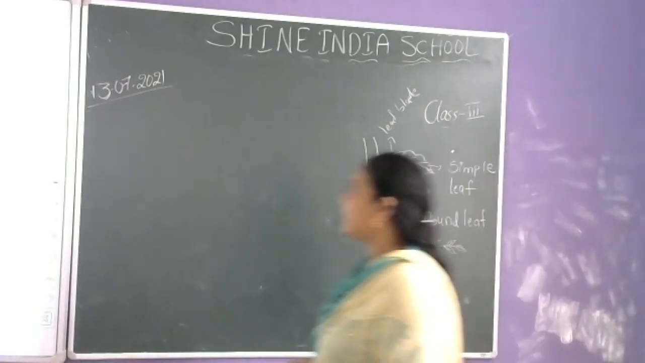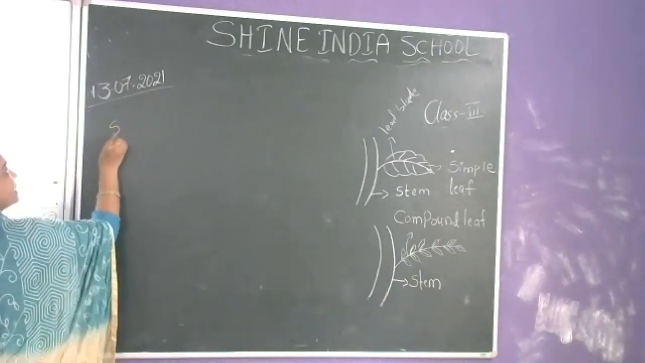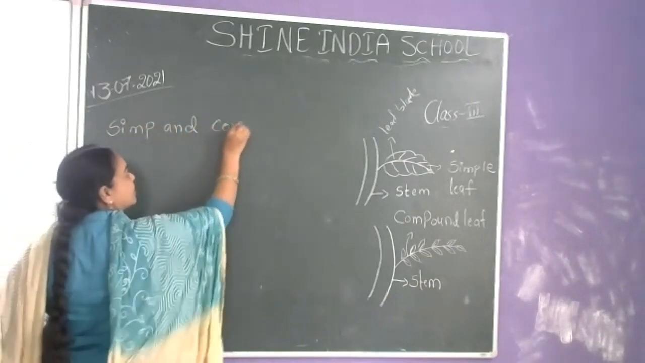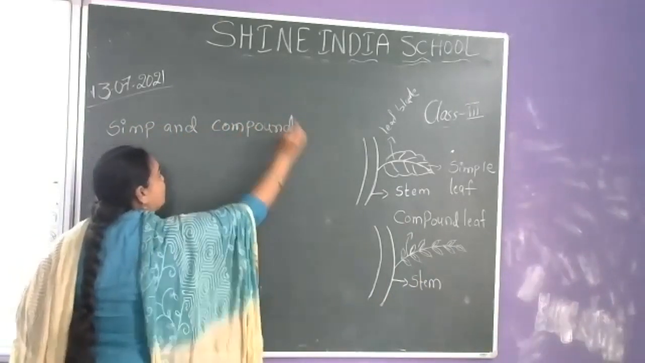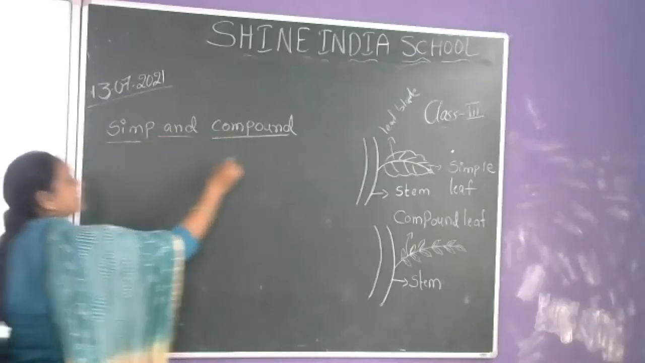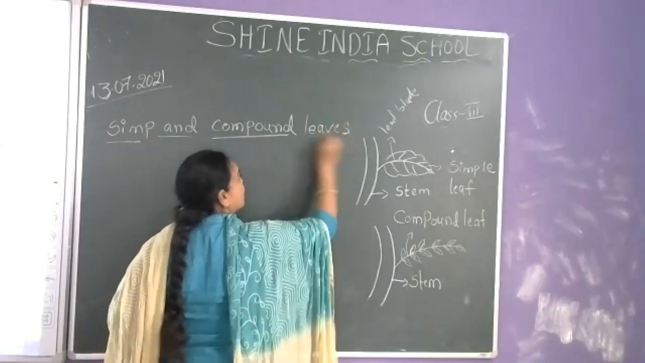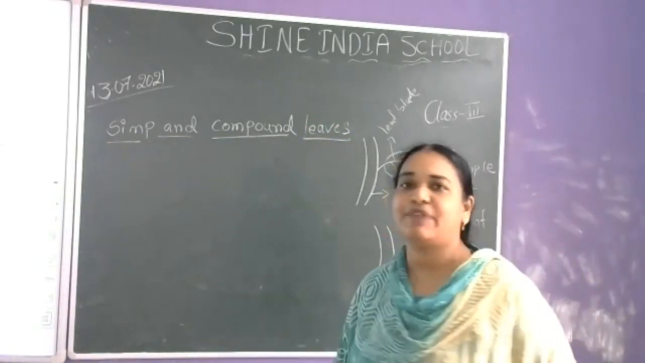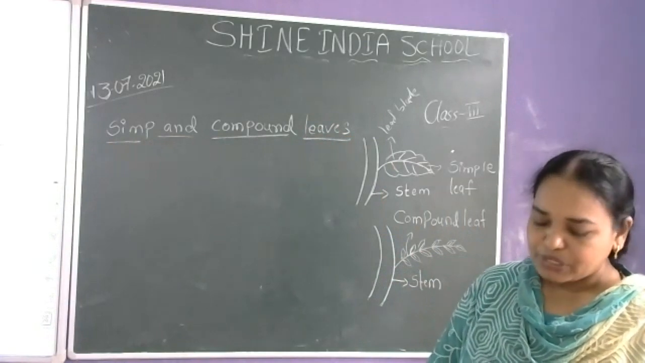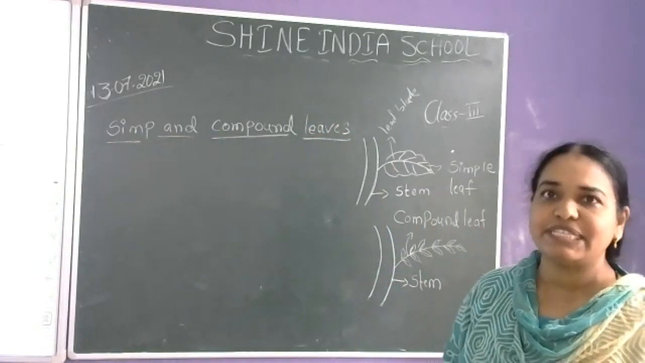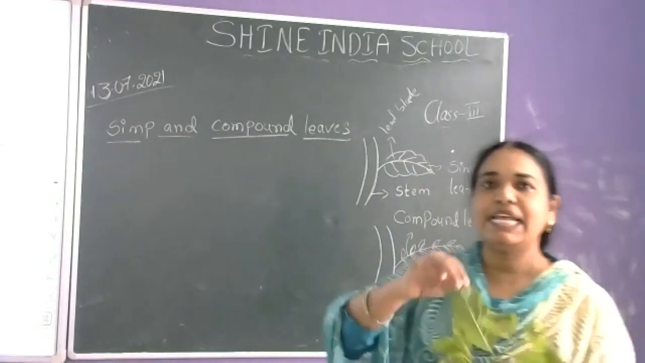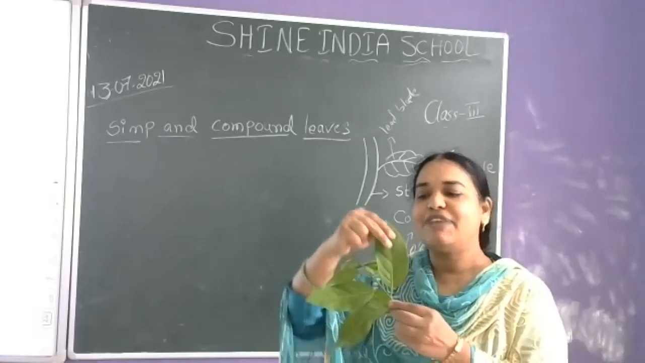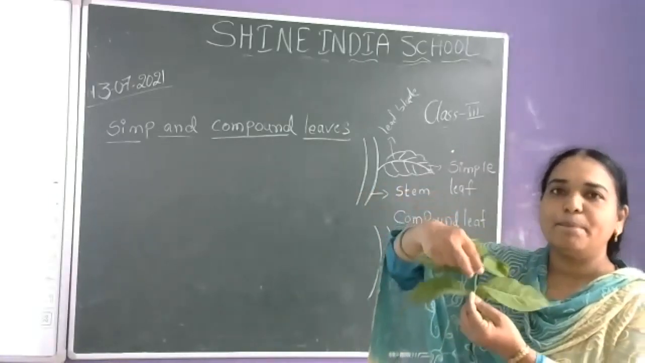So one of the differences here is the simple and compound leaves. What are those? So what is a simple leaf and what is a compound leaf? Now we are going to discuss the differences between the simple and the compound leaves. So what is a simple leaf? The simple leaf is nothing but a leaf having only a single leaf blade, directly attached to the stem or branch with a stalk.